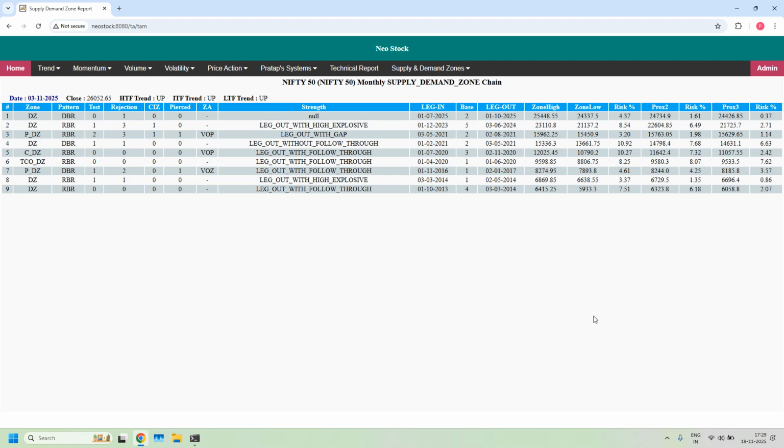In any supply demand zone chain report, always look into the zone column to find the high liquidity zones. Look into the pierced column to find the pierced zones. Always look into the LTF trend to find the trend of the current time frame you have selected. You already learned one time frame higher is ITF and one more time frame higher is HTF. So remember these rules, apply these rules for all the supply demand zone chain reports.